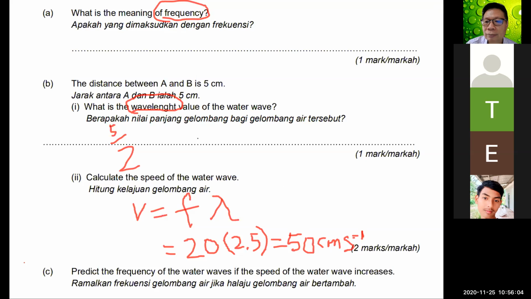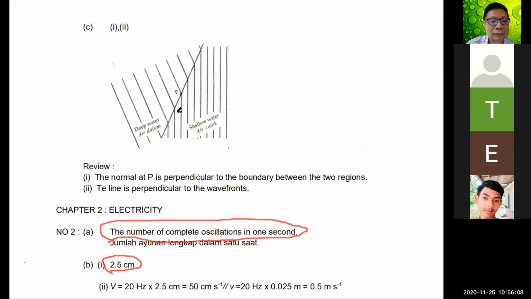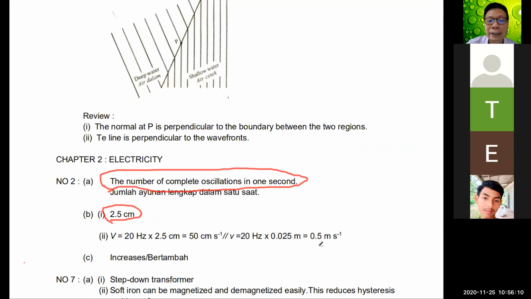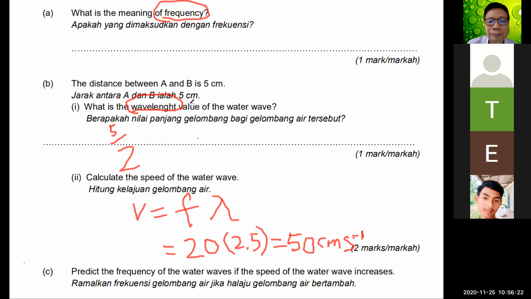Got it or not? The answer in meters is 0.5 meter per second. 50 cm is 0.5 meter, it's the same.